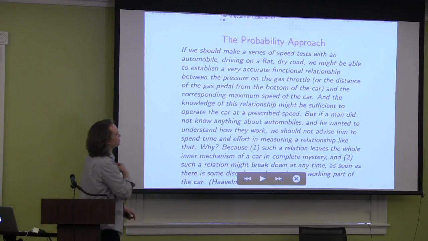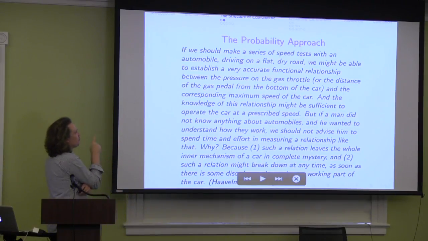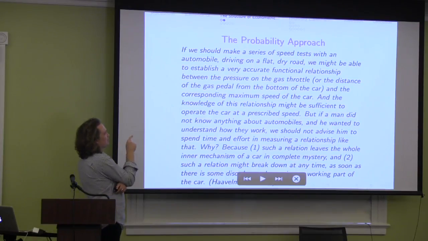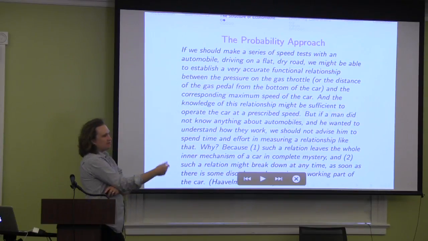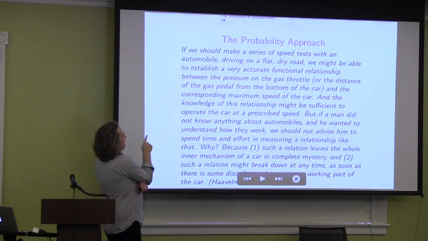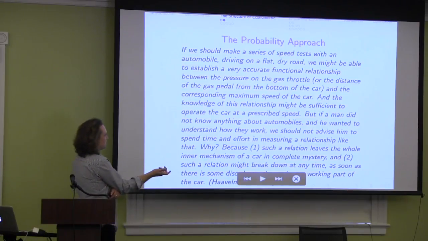And I really like this quote. It's a little long, but I think this gives you a very concrete picture of the ambitions that they have. He says, if we should make a series of speed tests with an automobile driving on a flat, dry road, we might be able to establish a very accurate functional relationship between the pressure on the gas throttle and the corresponding maximum speed of the car, right? We could do a regression between the two. And the knowledge of this relationship might be sufficient to operate the car at a prescribed speed.